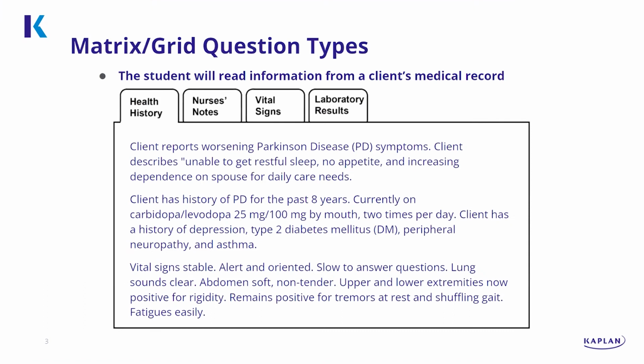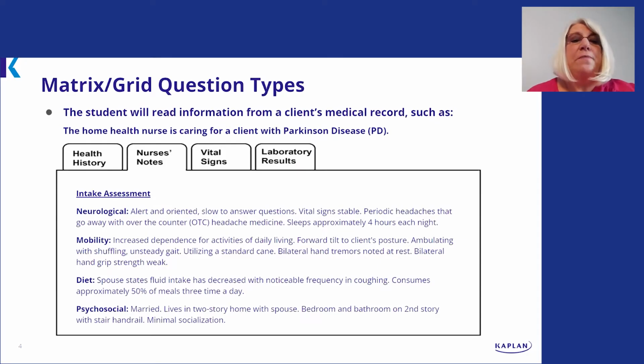In all NGN question types, the student will see a display of tabs which contains information from which the student will make decisions and choose options. This is an example of a client's medical record with 4 tabs consisting of the health history and nurse's notes, the client's vitals and lab results. During the exam, students can easily toggle back and forth between the tabs. For demonstration purposes of the medical record, this slide displays an example of a mock nurse's note.